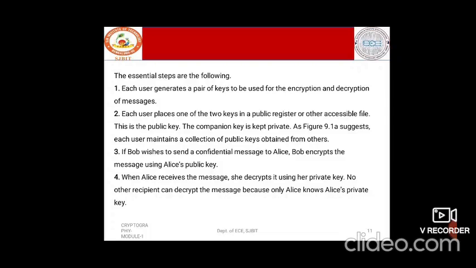If Bob wishes to send a confidential message to Alice, Bob encrypts the message using Alice's public key. When Alice receives the message, she decrypts it using her private key. No other recipient can decrypt the message because only Alice knows Alice's private key. With this approach, all participants have access to public keys, and private keys are generated locally by each participant and therefore need never be distributed. As long as the user's private key remains protected and secret, incoming communication is secure. At any time, a system can change its private key and publish the companion public key to replace its old public key.